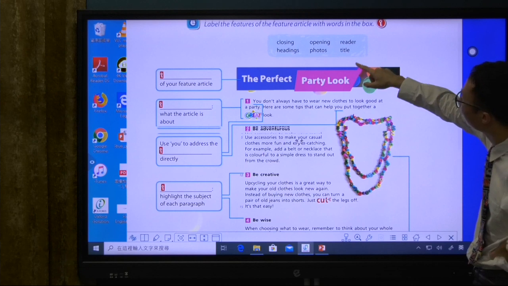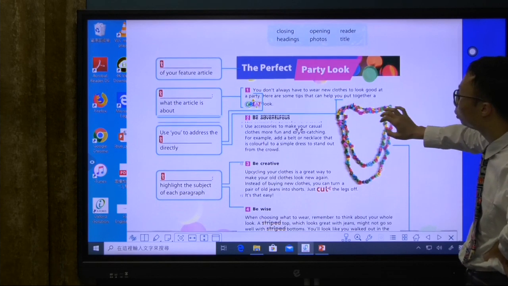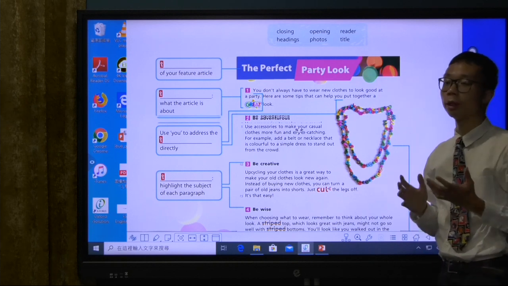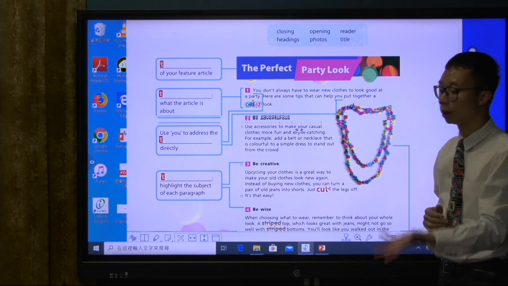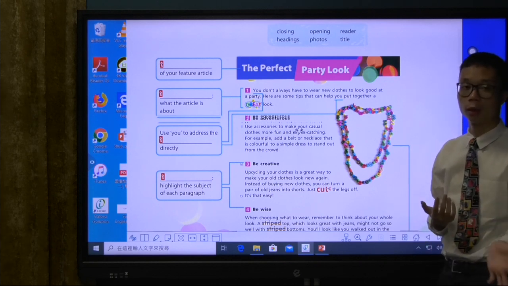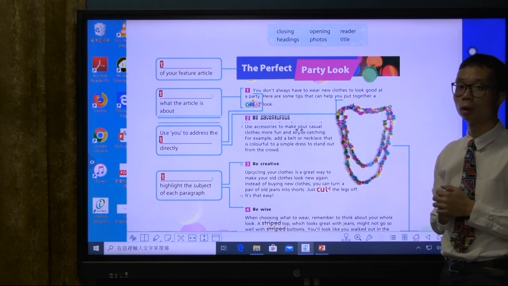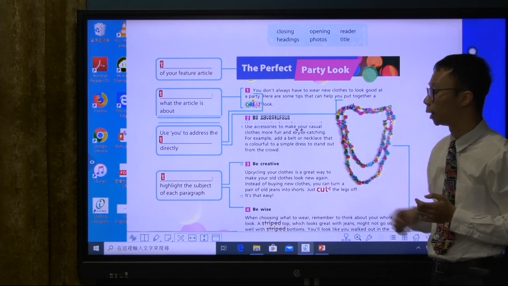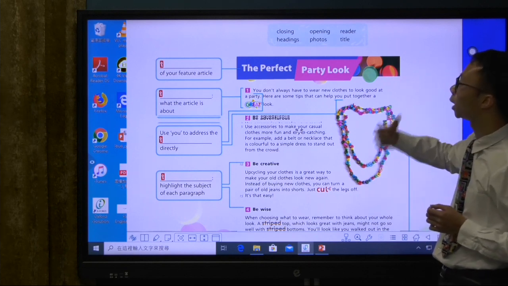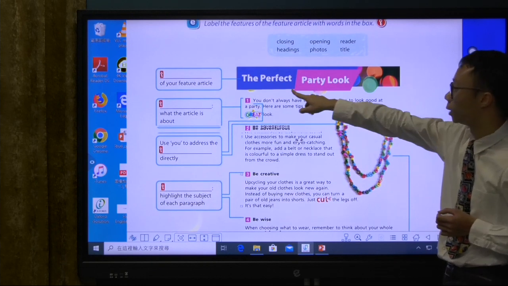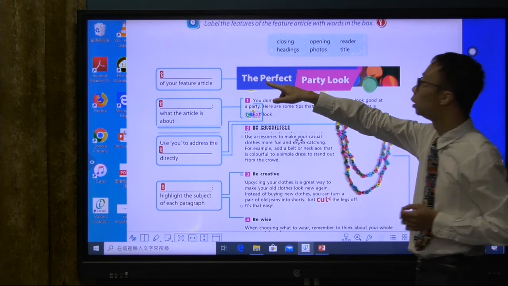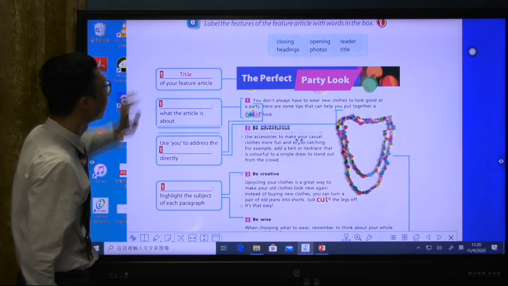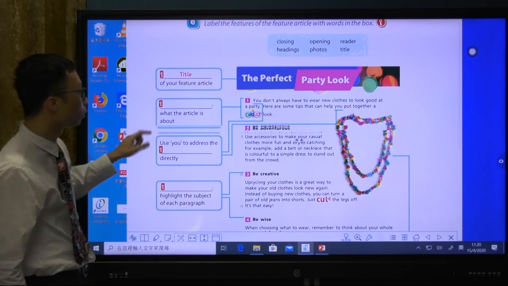What about title? When you talk about title, it's like, what is your title? What's the title of your article? What do I mean normally? It means 作文嗰個標題. So which one is the title, 標題? Maybe the one on top, the perfect party look.